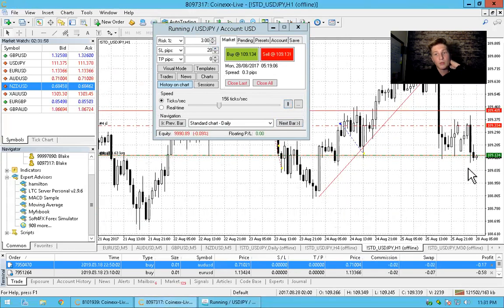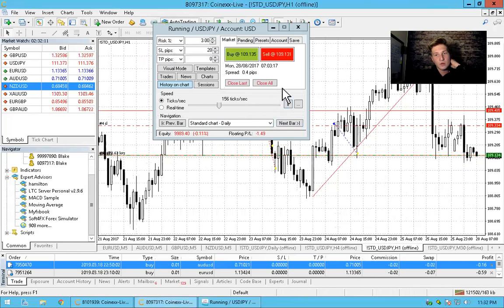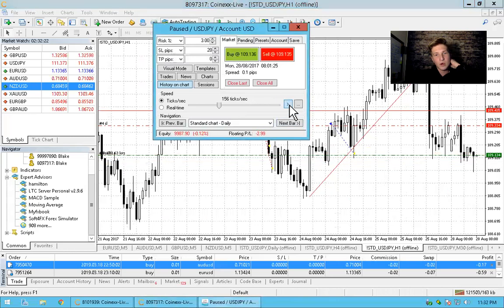All right, so we broke down below, and this looks really good for some further downside right here, possibly to 109, at least 109. Get 10 pips out of it. Let's see what happens. All right, I don't like that. But we're gonna see what happens.